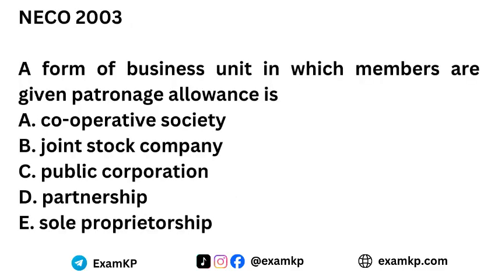And one more, this time from NECO, 2003. A form of business unit in which members are given patronage allowance is, the moment you see that keyword, patronage allowance, a light bulb should go off in your head. That is a unique feature of only one business type on this list, the cooperative society. It's their special way of sharing profits with members. So the answer is without a doubt A.